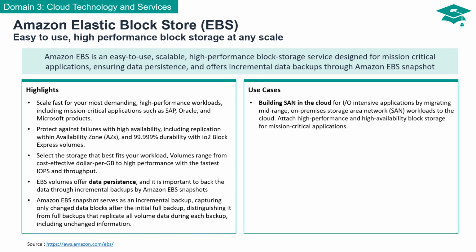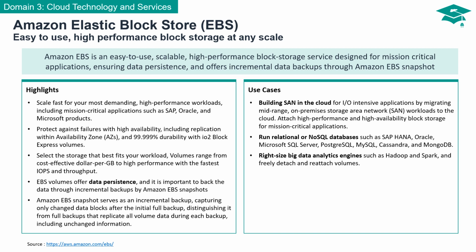Build the SAN in the cloud for I/O-intensive applications. Migrate mid-range, on-premises SAN workloads to the cloud, attaching high-performance and high-availability block storage. Run relational or NoSQL databases seamlessly, SAP HANA, Oracle, Microsoft SQL Server, PostgreSQL, MySQL, Cassandra, and MongoDB, all supported with Amazon EBS. Right-size big data analytics engines like Hadoop and Spark. Freely detach and reattach volumes for flexible analytics configurations. And don't forget, you can also boot off an EBS volume. Most EC2 instances use an EBS volume as their boot volume, storing the operating system securely.